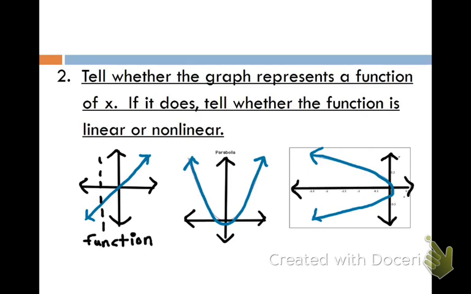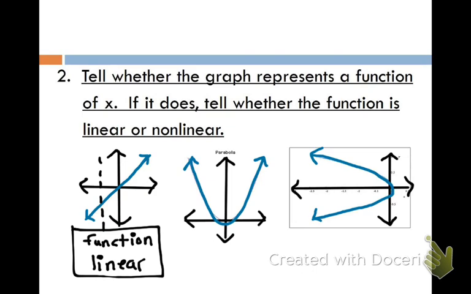So then my instructions say, if it is a function, tell whether the function is linear or nonlinear. Do you see a word in the word linear? Line. Linear means line. Nonlinear means no line, not a line, okay? Is this right here linear or nonlinear? Linear. It is linear because this is a line. And then box in your answer. It's a function and it is a linear function.